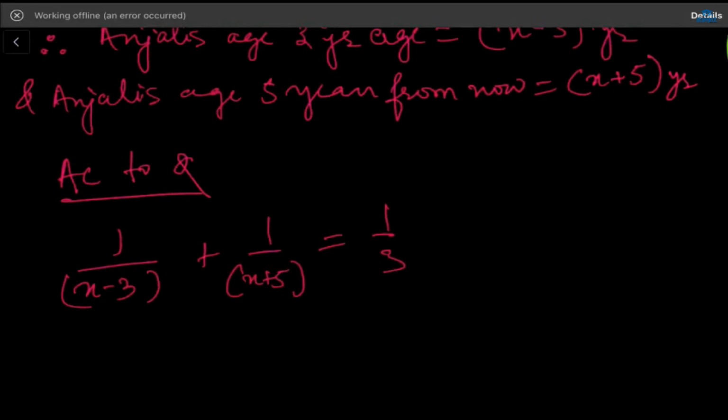Okay, now we need to solve this and form the quadratic equation, and then we are going to factorize it, or by quadratic formula we are going to solve it. Okay, so you need to take the LCM.